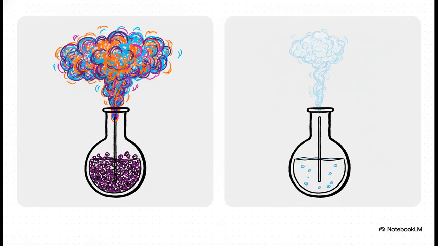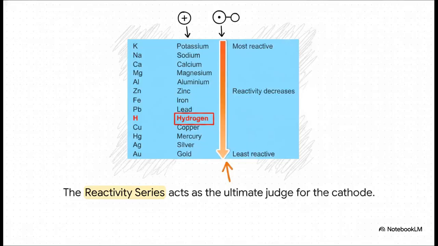It's purely a numbers game here. If your solution is super concentrated with halide ions, like chloride, they win hands down and bubble off as a halogen gas. But if it's super dilute, meaning it's mostly just water, then water's hydroxide ions win the race, and you end up getting pure oxygen gas instead. Now, over at the negative cathode, it's all about hierarchy.